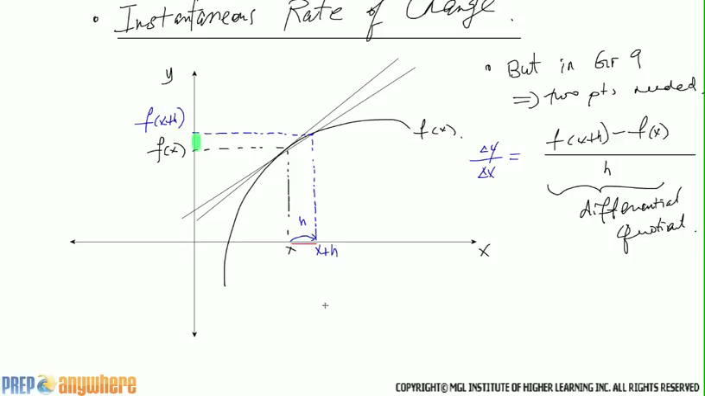But as we shrink h, what happens to the slope? What happens to this delta y over delta x? It's smaller. See this tilt? This tilt will get closer to the tangent.